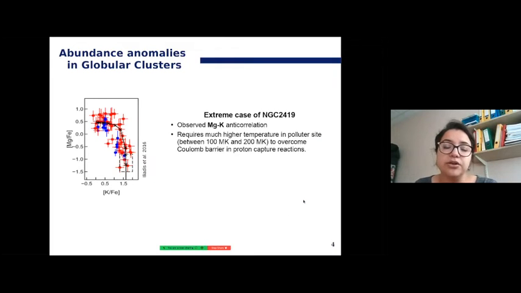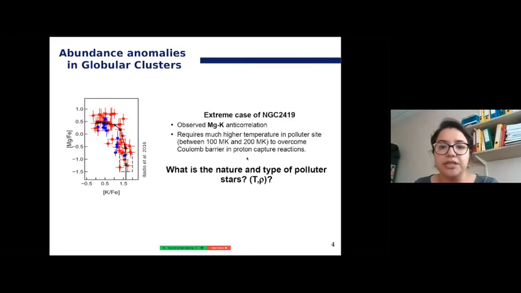The globular cluster NGC 2419 is quite an interesting case because we observe an additional anti-correlation. So magnesium depletion with potassium enhancement needs an even higher temperature to occur, between 100 and 200 megakelvin, due to the higher Coulomb barrier. So the mystery remains complete, and we want to figure out the type and the nature of the polluter candidate by constraining its temperature and its density.